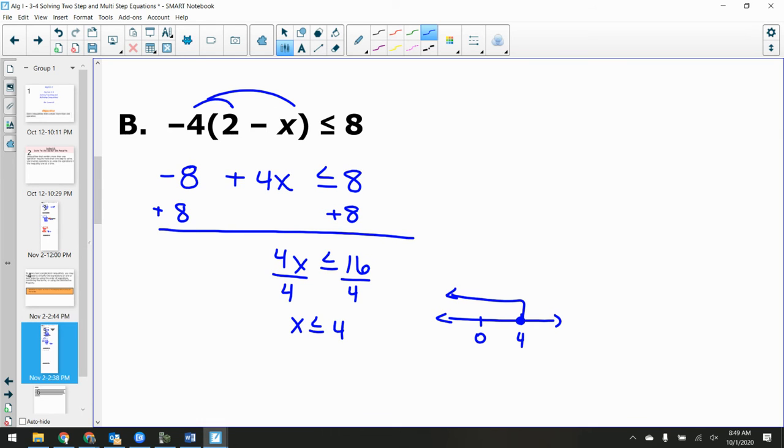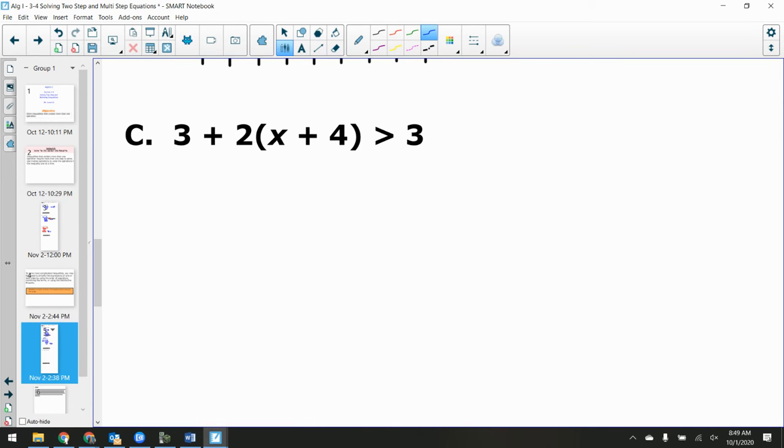Okay, let's take a look at the next one. 3 plus 2 quantity x plus 4 greater than 3. Nate, what do I do first? Distribute the property. Good. How many people, honestly, would have said 5? Uh-oh. I hope nobody's still doing that. Can you add before you distribute? No, you can't do that. My heart hurts every time I see that. Don't hurt my heart. 3 plus 2x plus 8 is greater than 3.